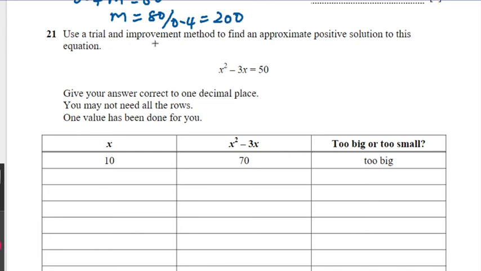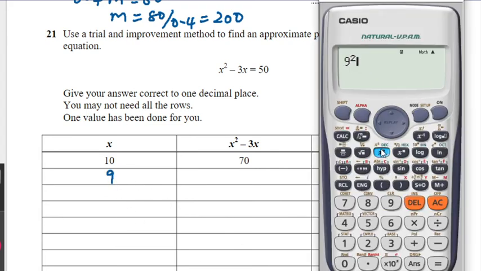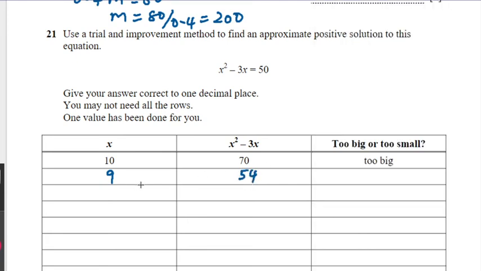Use the trial and improvement method to find an approximate positive solution to this equation. We tried this equation many times in class, and you have to give your answer to one decimal place. Okay, one value has been done for you. When you substitute your x with 10, you get 70. We want to get the value closest to 50. So maybe we can try 9. What happens if you try 9? So 9 squared minus 3 times 9, we will get 54. Oh, very close, 54.